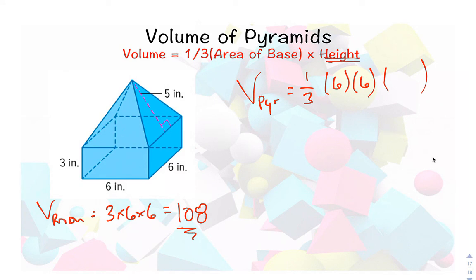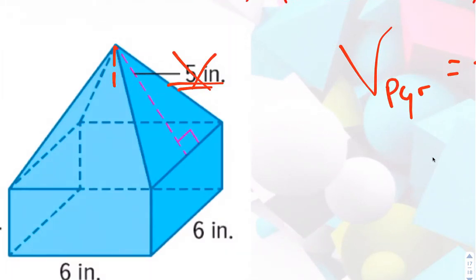Well, again, here, as I mentioned, we have this 5, but that's the slant height. I don't want to use that, right? I need to find, well, what would this height be if I drop this straight down to the middle there? So I have to do a little calculation. Well, luckily, since that's a regular pyramid, I know that's 3 because it's half of this guy. So now I can do some calculations here.